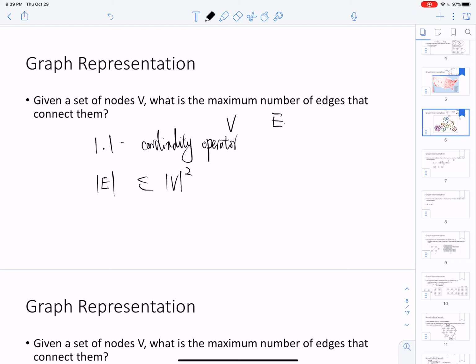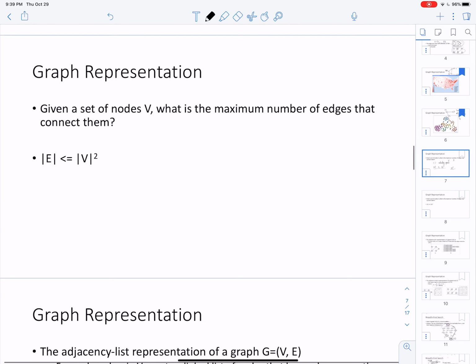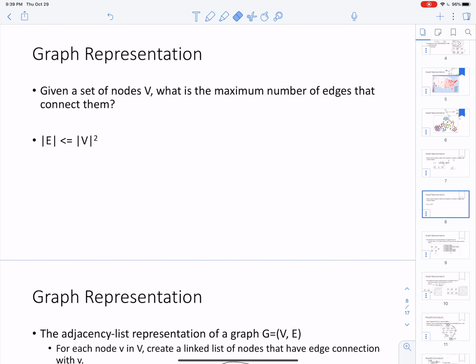The reason is that in the most complicated case, we have an edge between every pair of nodes. The number of pairs of nodes in a graph is just V squared. So that's the reason why we have this relationship, and keep that in mind, because in the future when we want to do some inference over the complexity of a graph, we need to use that.